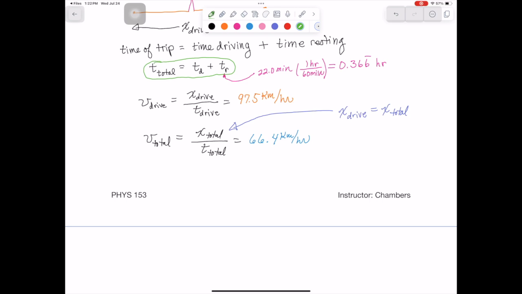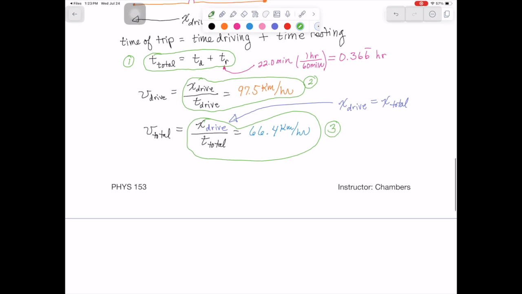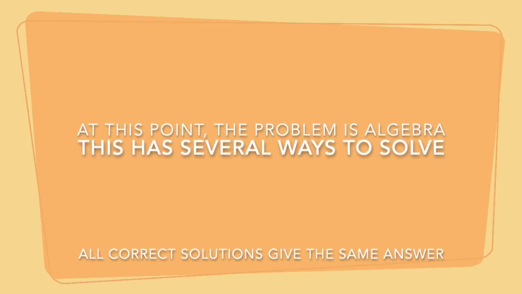Okay, at this point, let's pause and look at how many equations we have. Let's count up how many equations we have, and then let's count up how many unknowns we have. And I can go ahead and change that x total to x drive because those are the same thing. And what I find is I have as many equations as I do unknowns, which means that they are solvable.